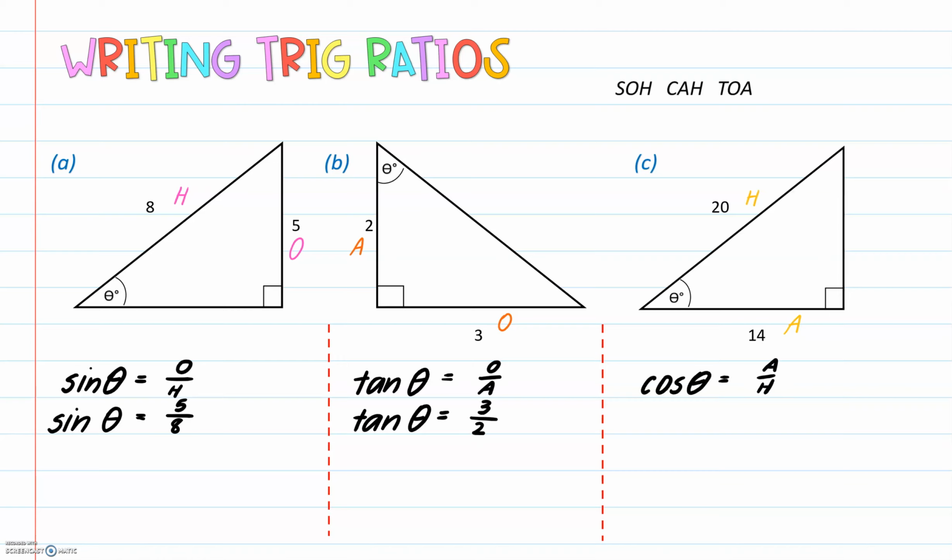Step 3, substitute in what you know. Cos theta equals 14 divided by 20. So they are our 3 trig ratios for those questions.